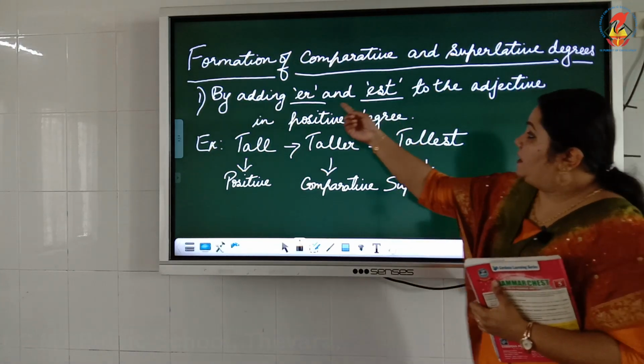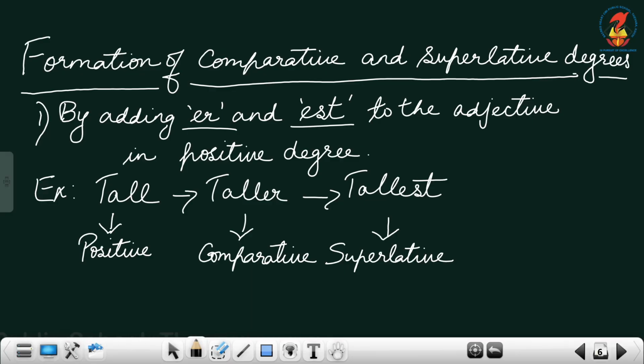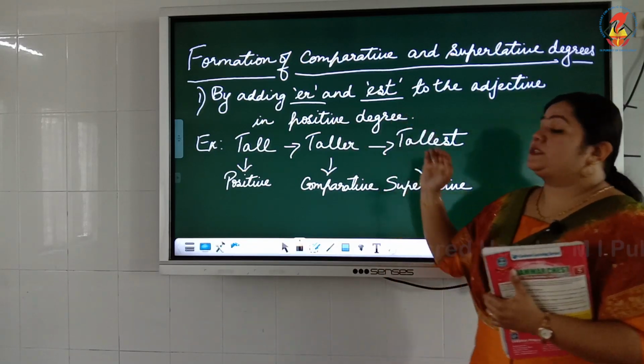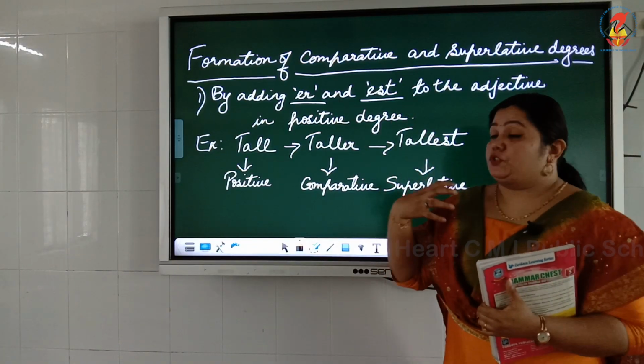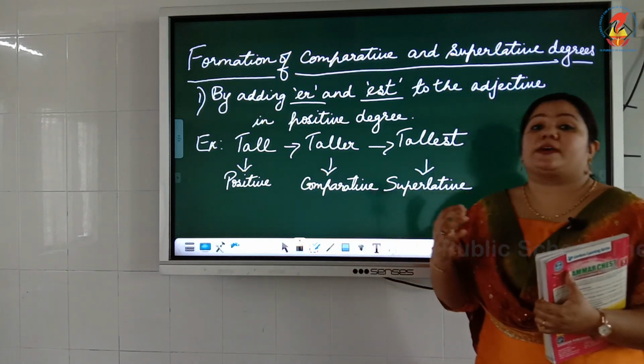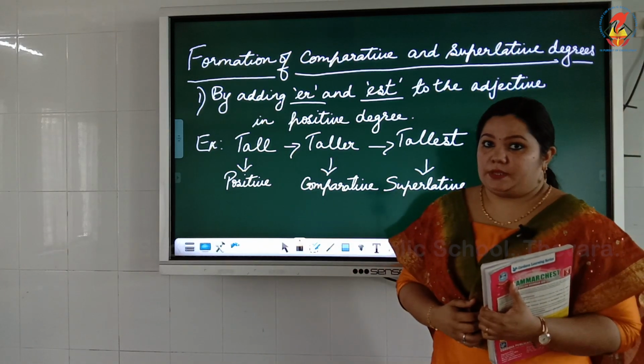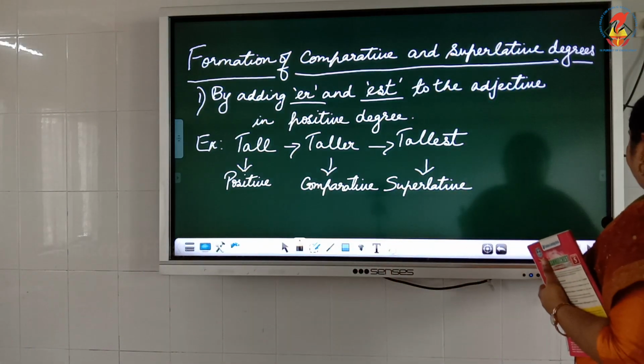Okay, the words er and est are added to the positive word. See, the word tall: when you want to change it into comparative, you add er, and when you add est, that becomes superlative. So adding er and est is one way of changing positive into comparative and superlative degrees. Now let us see the next way.